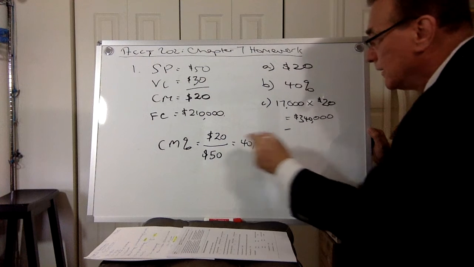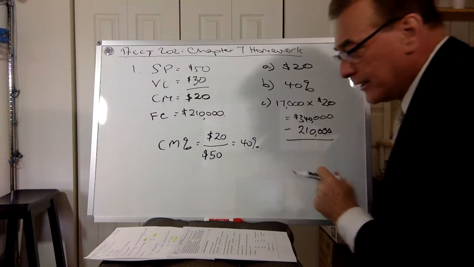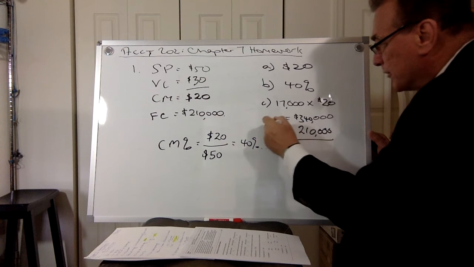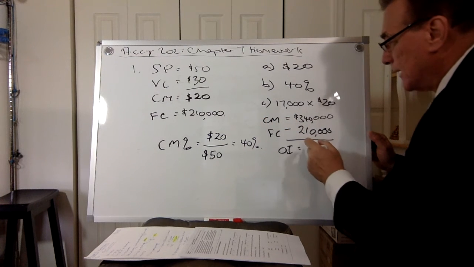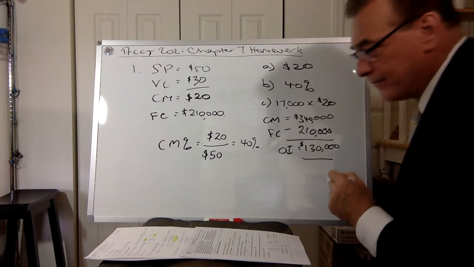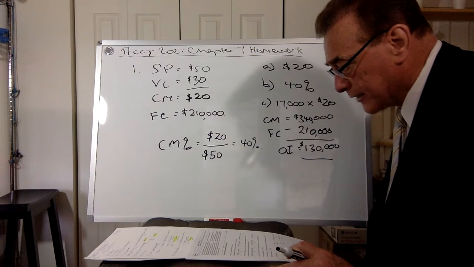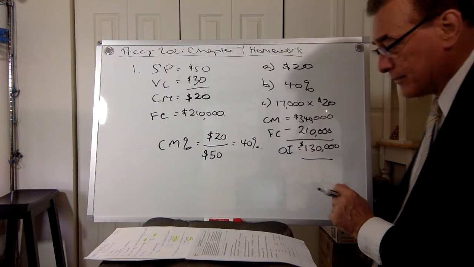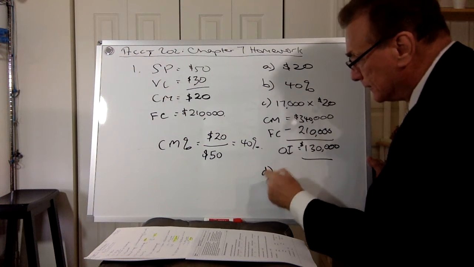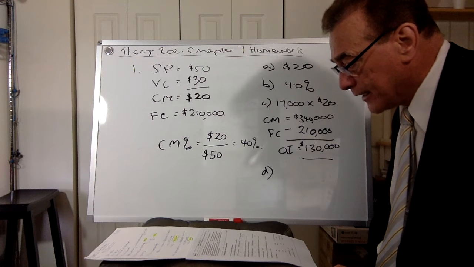Subtract your fixed costs, which are 210,000, and therefore the operating income is the difference between the contribution margin minus the fixed costs, and that gives us $130,000. So that's operating income. The question is, use the contribution margin to project operating income if monthly sales total 17,000 passengers. It's $130,000. That's C.